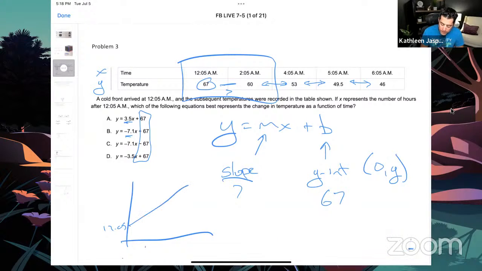Okay. It would be like right there, right? Because that's the starting point. That's the start of that cold front. Again, don't worry about it. I'm just saying some people are visual. So that's why I wanted to point out that's where the y-intercept is.